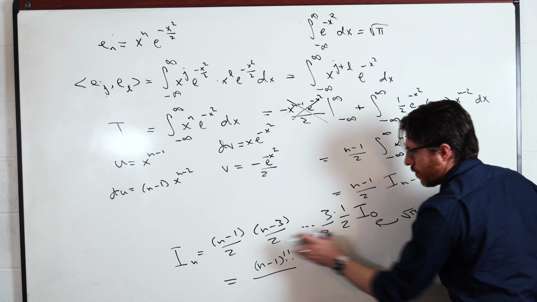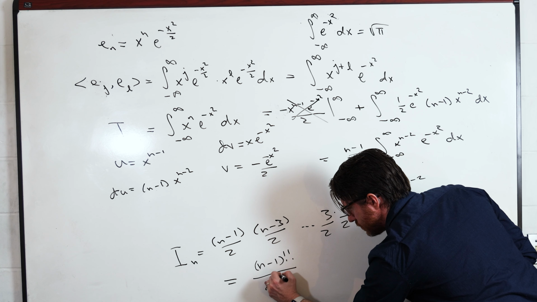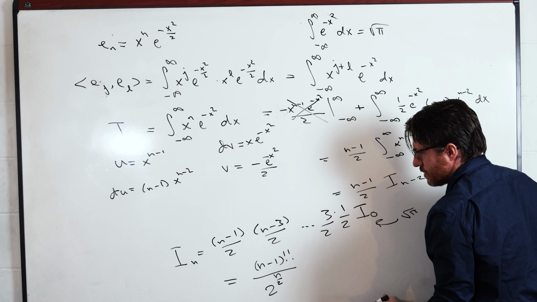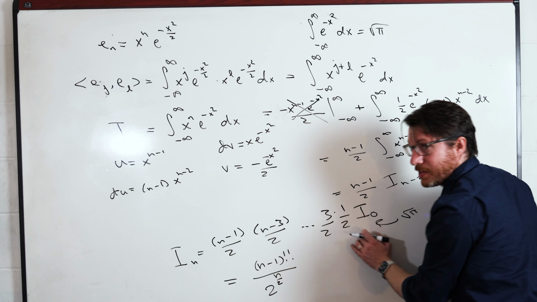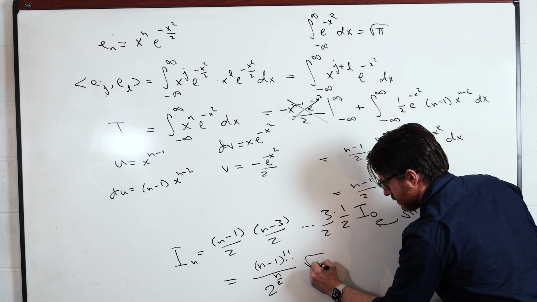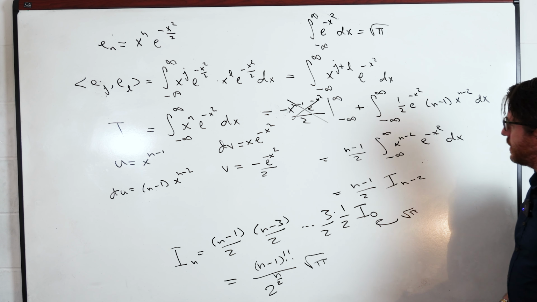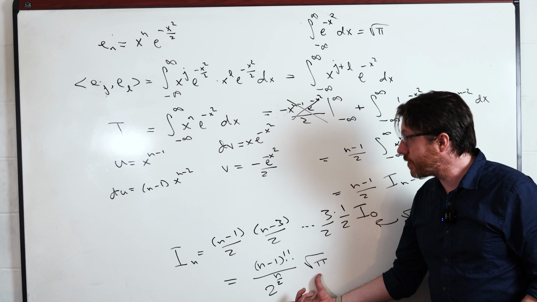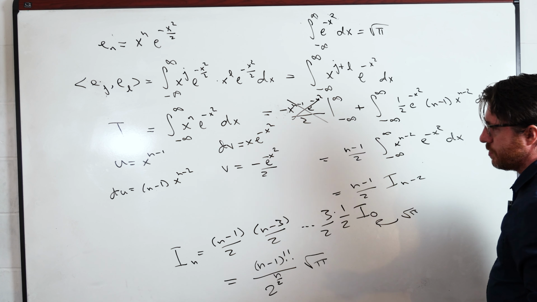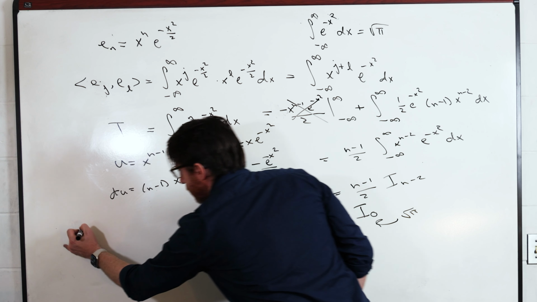How many 2's do we have? Well, we have n over 2 of them. So we have 2 to the n over 2. And we don't have 2 to the n because we skip 1 every time, right? And then this guy times pi. So in the even case, we're going to end up having this. So more concisely, I guess I can write this over here.